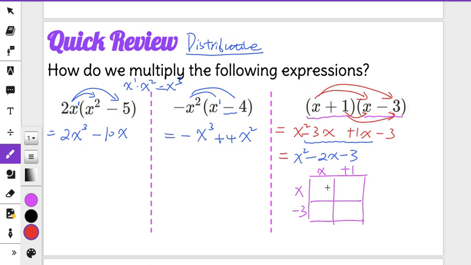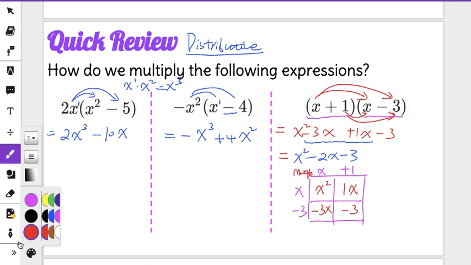As you see, the first one is connecting x and x, so we have x squared. And for this one, it's connecting positive 1 and x, so you multiply them, you get 1x. And when you multiply these two, it's negative 3 and x, so it's negative 3x. And negative 3 times 1 is negative 3. As you can see, we just connect them and multiply. Do not forget you multiply them.